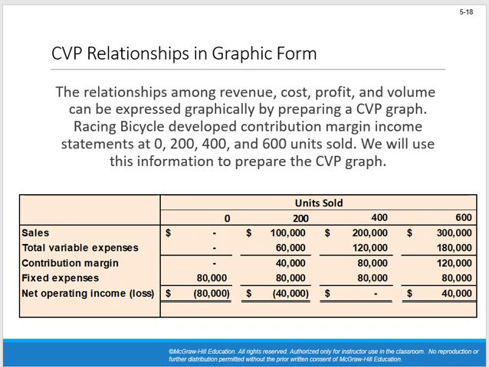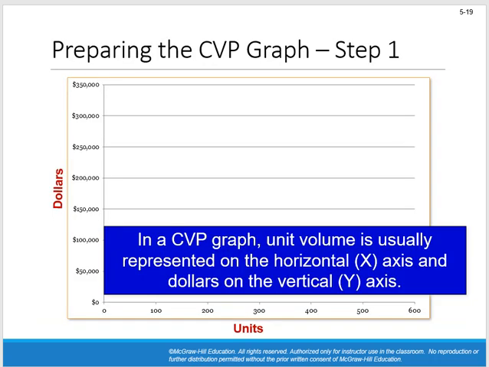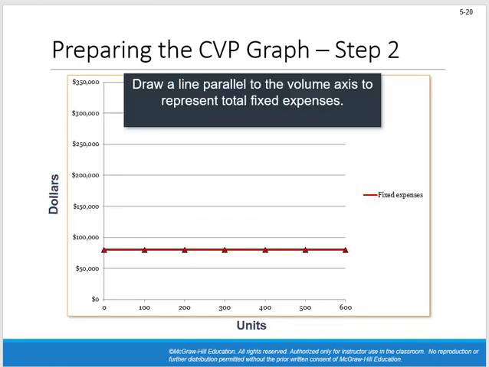So that's our data. We're now going to turn that into a graph. So in a CVP graph, unit volume is going to be on the x-axis, the horizontal axis, and our dollars are going to be on the vertical axis, meaning the y-axis. So we start with our fixed expenses, so a straight line at 80,000. It doesn't matter if we sell 0 units or 600 units, our fixed costs are still 80,000.